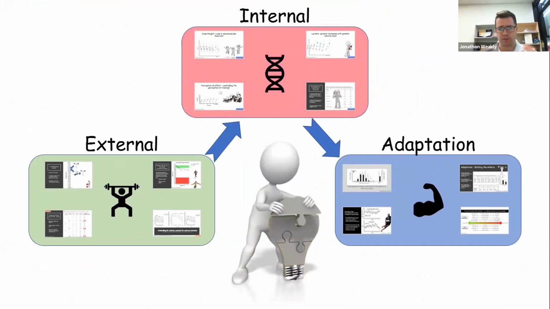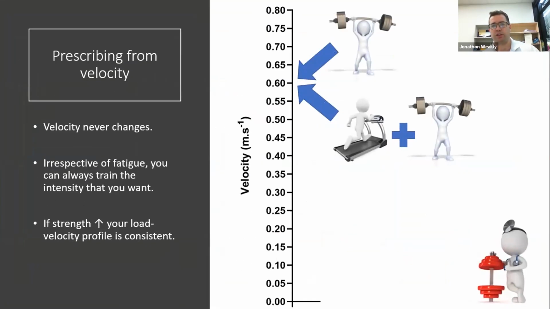So for me, this is really where my research started getting really interesting over the last few years. I started looking into things called relative velocity loss thresholds. And if you apply a relative velocity loss threshold, you can control the intensity and the volume of training that an athlete does. So first of all, we know that velocity is constant. If you move at 0.6, well, guess what? You can come back another day and train at 0.6. Alternatively, if you want to make the bar heavier and you want to train at a lower speed, you can train at 0.5.